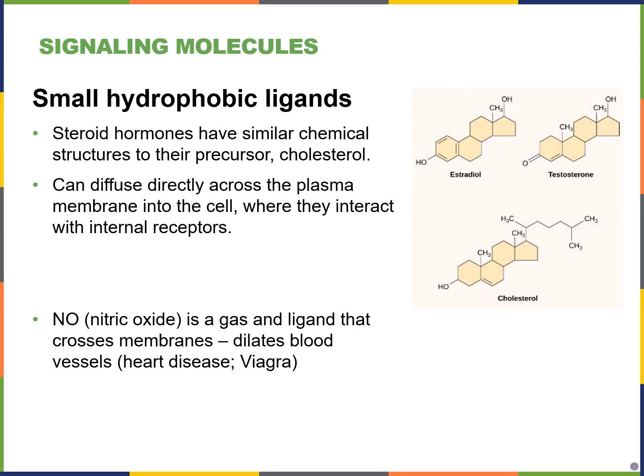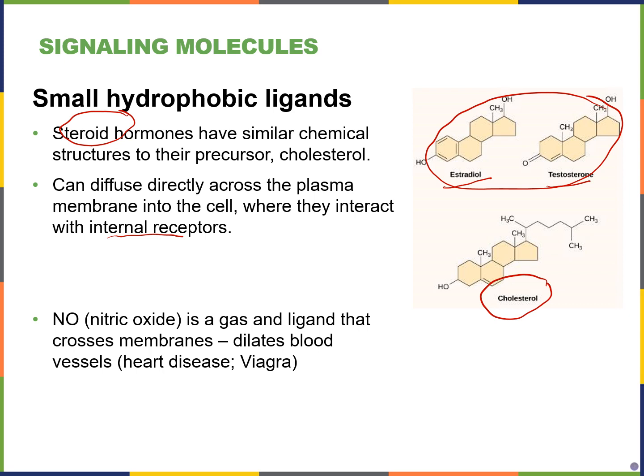Examples of these hydrophobic ligands include steroid hormones, and steroid hormones are generally derived from cholesterol and include examples like estradiol, which is an estrogen derivative, and testosterone. So these kinds of hormones can cross the cell membrane, bind to their internal receptors, those intracellular receptors in the cytoplasm, and again, usually change gene expression, for example, increasing cell or tissue growth.